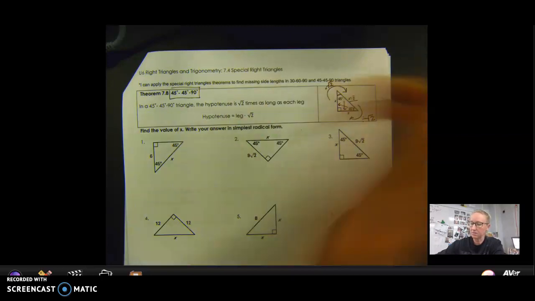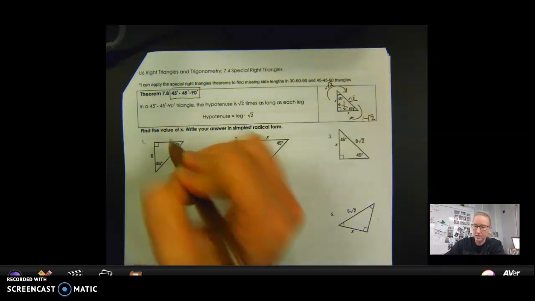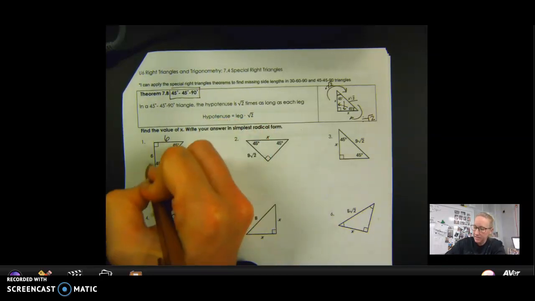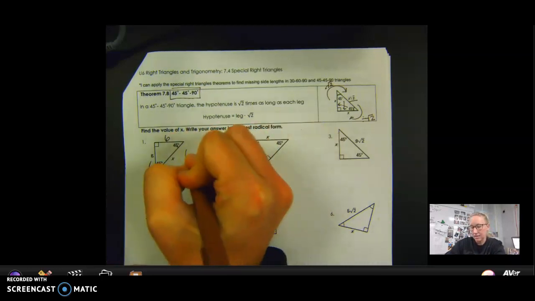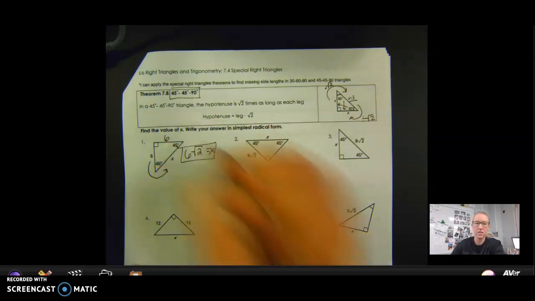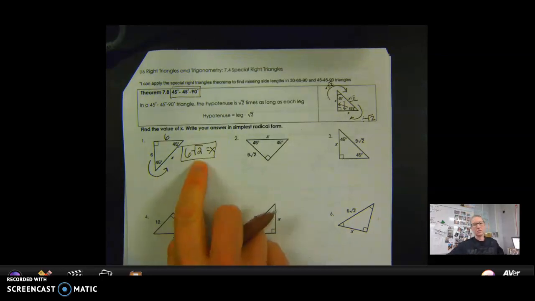Okay, so we're going to try a couple of these. So number 1, it's a 45, 45, 90. It's labeled. So this is 6. That makes this 6 also. To get from here to this side, I am going to multiply this 6 by the square root of 2, and that's my answer. Now, in Schoology, if they want a decimal, of course, put that into your calculator, or they may want the radical answer, so make sure it's a reduced radical.